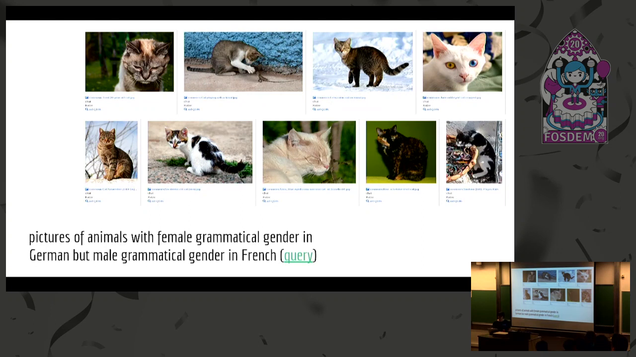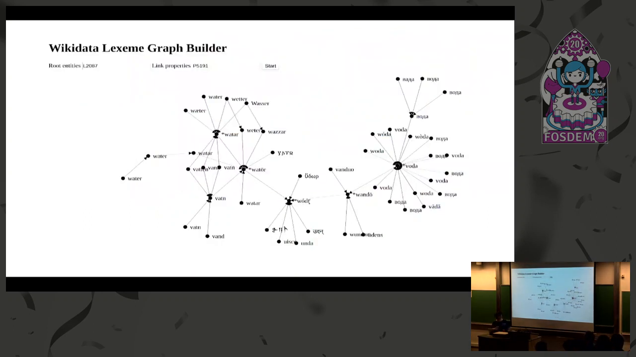And now you can not only, of course, query that data, you can also build stuff with that data. Like this tool, which is a browser for connections between words. In this case, we're visualizing water and connections to other languages and how it evolved. And if the data is there, you can do this for lots of other words as well, of course.